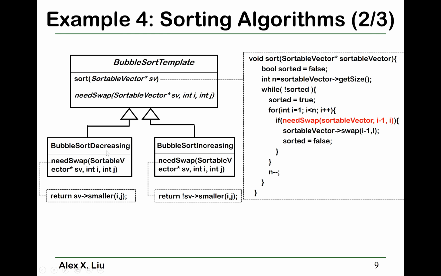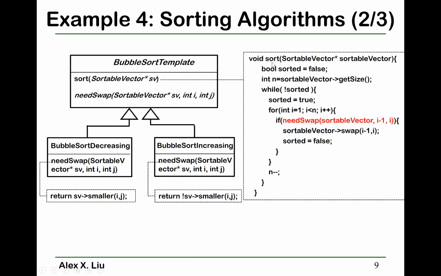And in sort decreasing, when you sort them in the decreasing order, you call the smaller function on this sortable vector, giving i and j, right? So if the i minus 1 element is less than the ith element, then the sort decreasing will swap them, right? So in this template algorithm, we have this step need swap.